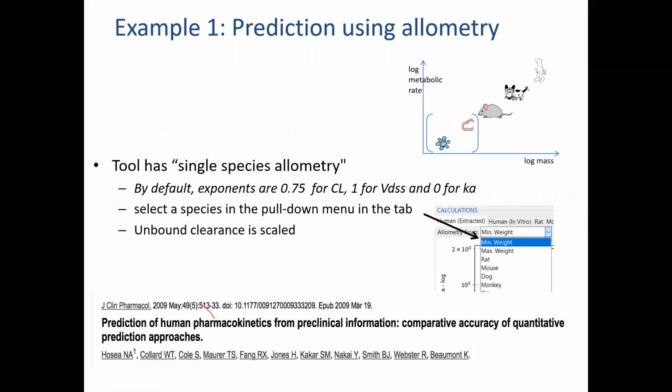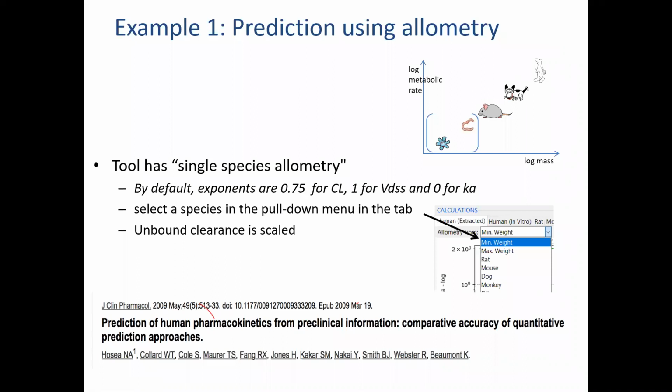So now I'm going to go through some examples which I've gone through in a previous presentation, but now working through using version 2. I mentioned allometric scaling, this idea that various metabolic properties scale with the weight of the species. And by default, we're using these exponents. So the first example is going to be making a dose prediction using allometric scaling.